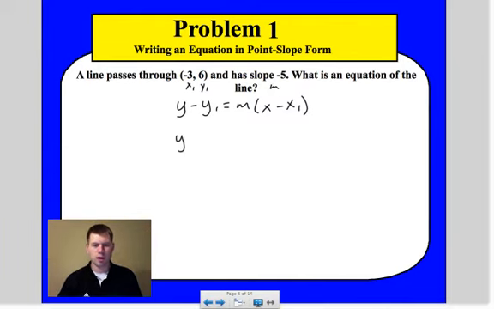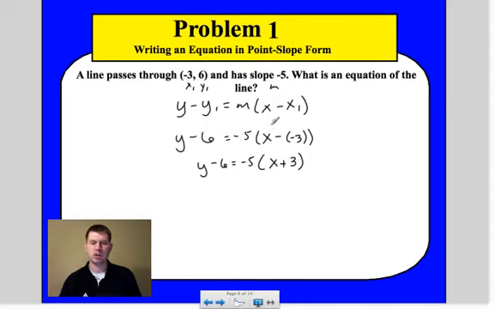So therefore I'm going to say y minus y1, which is 6, equals m, which is -5, so make sure you have the negative, and then x minus a -3. Okay, so make sure that you put it as a -3. Then we're going to simplify this and write this as y minus 6 equals -5 times x plus 3. Okay, so to start, that's an equation of the line. They asked for an equation, which is really all you need.